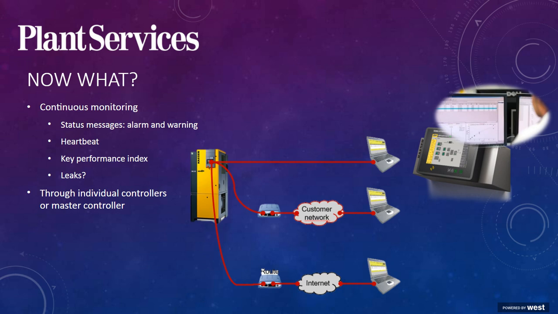Like I mentioned, you can do this via master controller, or even a lot of individual compressor controls out there can be mapped to your company network to provide data, alarms, and so on. So capitalize on that as you move forward.